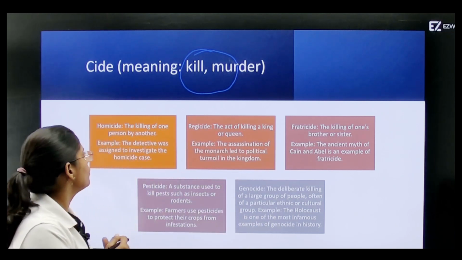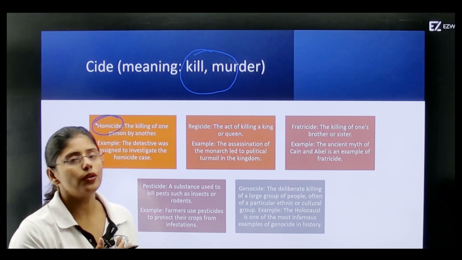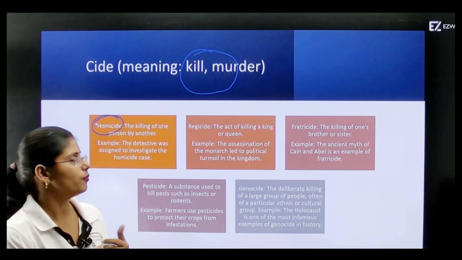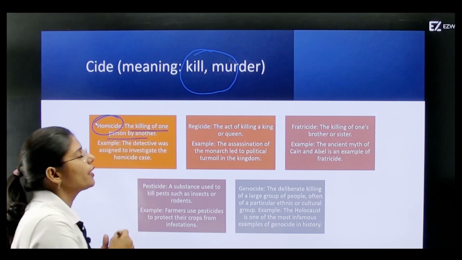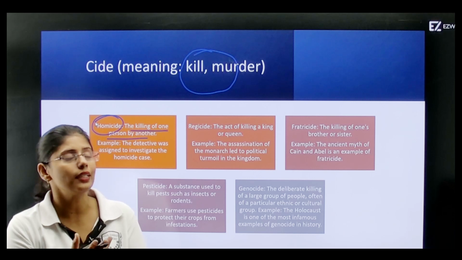So let's have a look at the first word, that is homicide. Homicide is a word which is related to the killing of a human. It means killing of one person by another, that is known as homicide. You can have one more word, that is regicide.